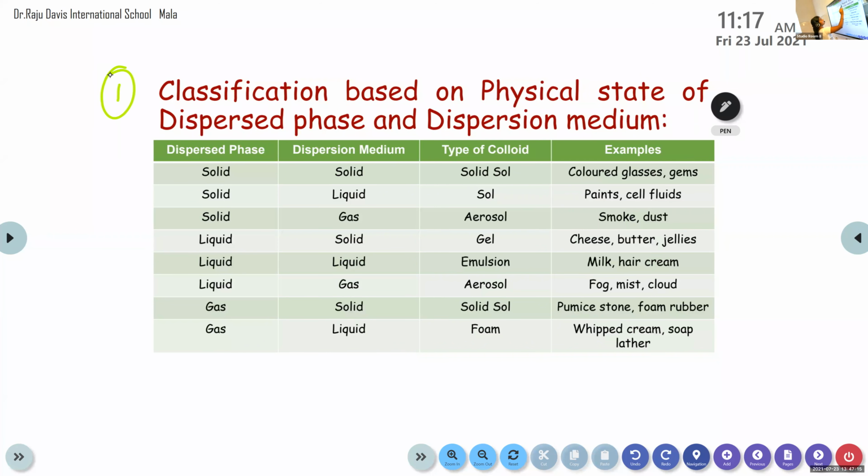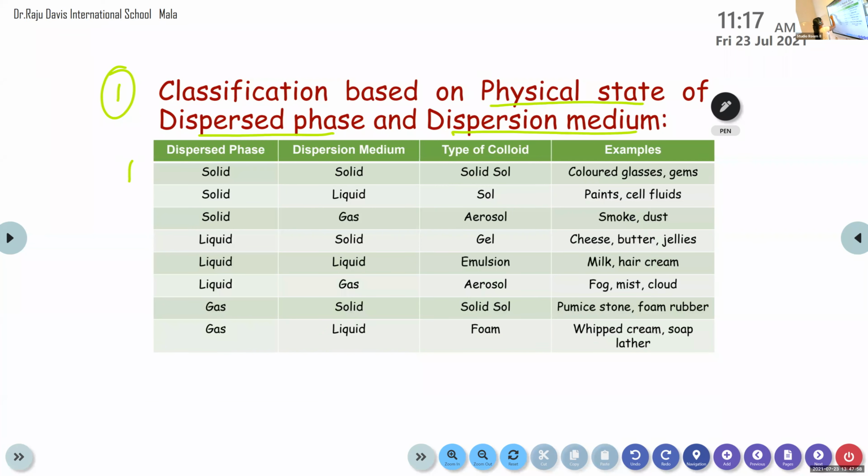The classification based on physical state of dispersed phase and dispersion medium. We have learned that there are two components for this colloids, dispersed phase and dispersion medium. So depending upon the physical states of both, we can classify colloids into different types. Which are the different physical states of matter? Solids, liquids and gases, right? So based on the difference in their physical state, we are going to classify these colloids into different types.